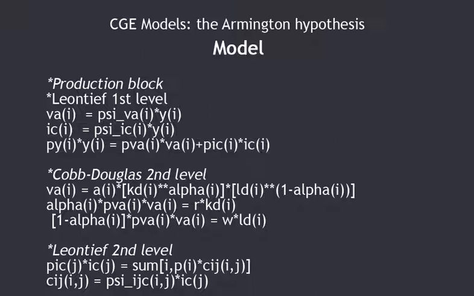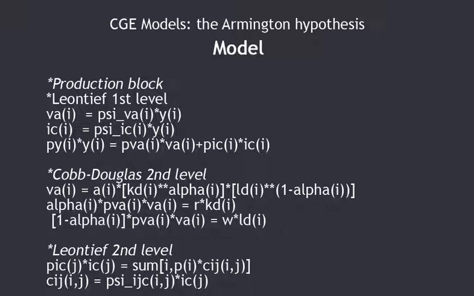Then you've got a second subset, which is the Cobb-Douglas at the second level on the primary factors side. So first, the value added is a Cobb-Douglas of the demand for capital and demand for labor. And then you have the demand for capital, which is a constant share in value of the value added, and then the demand for labor, which is also a constant share in value of value added.